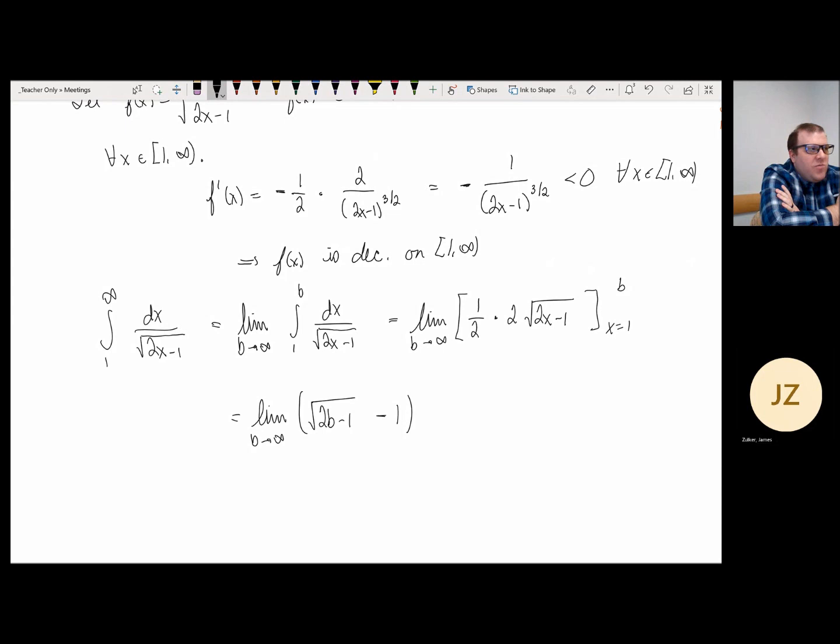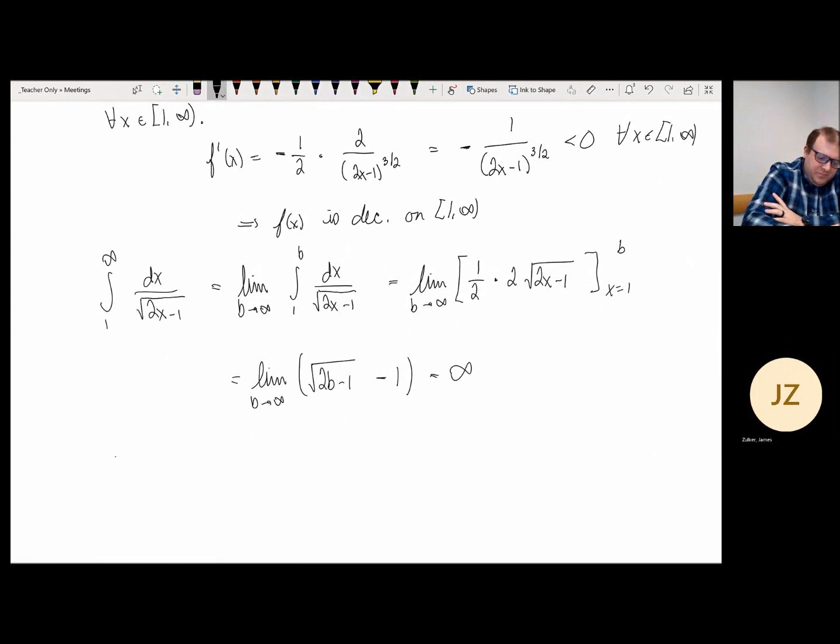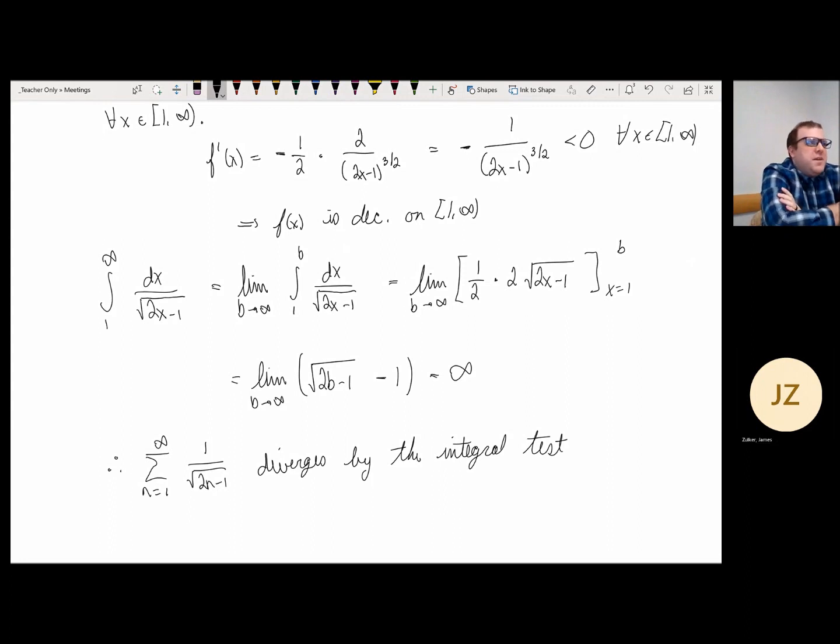What is that limit? That limit is infinite. So the series diverges by the integral test.